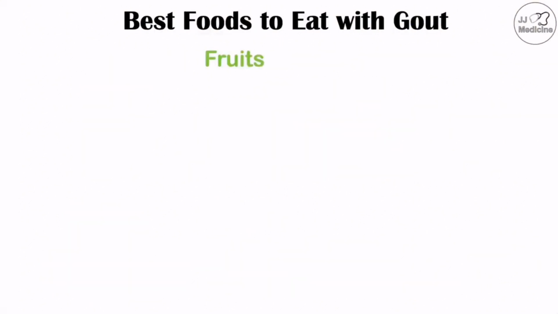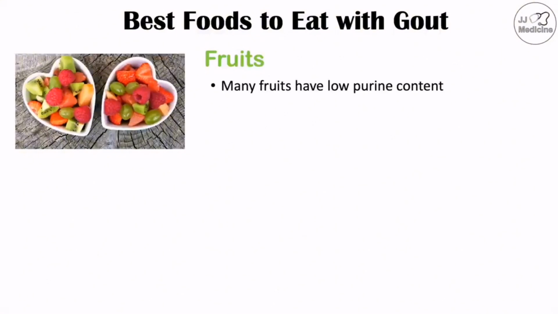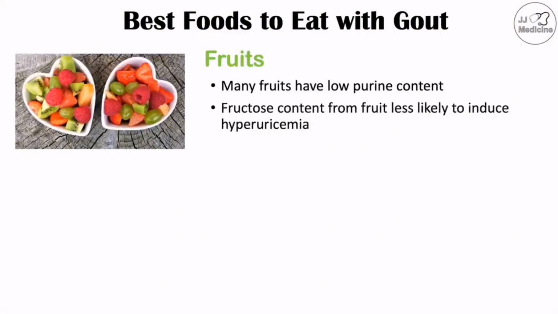Foods we're going to talk about that are best to eat if you have gout include fruits. Many fruits have low purine content. And you might be wondering, okay, fruits may have a low purine content, but they have fructose. And we mentioned before, fructose can lead to increased production of uric acid. So you might be wondering, does the fructose in fruits lead to increased uric acid levels? But it doesn't seem to be the case. Fructose content from fruit is less likely to induce hyperuricemia, or a high uric acid level.